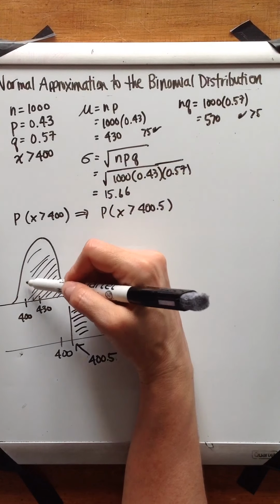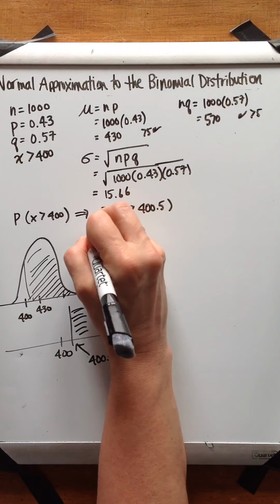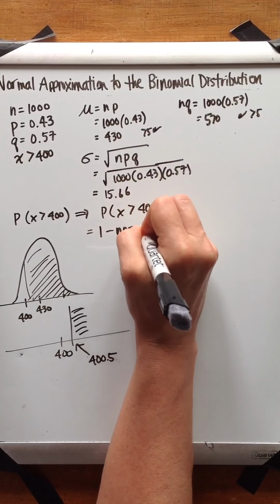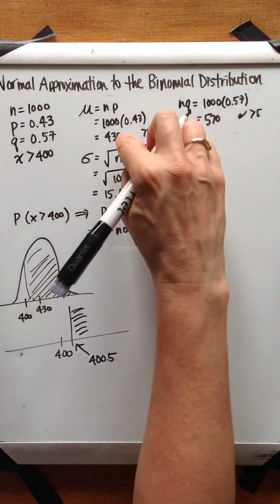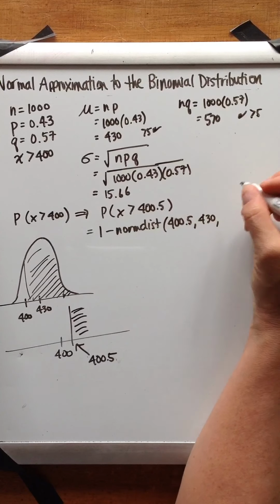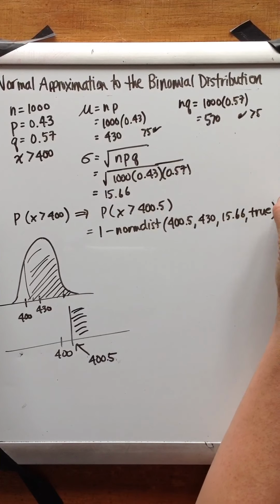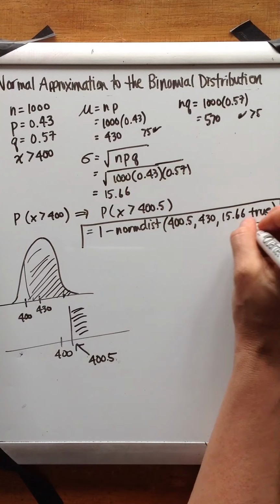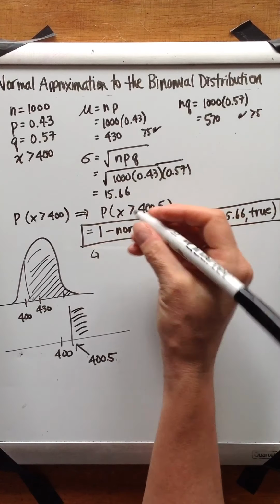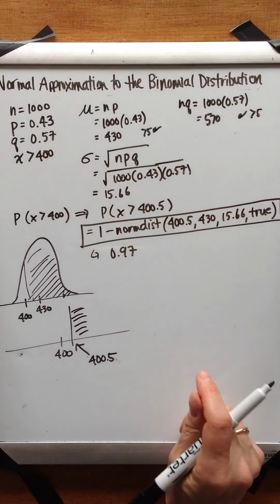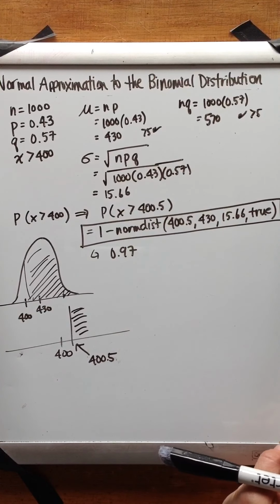Because it's a greater than area, we have to do 1 minus the little white area. So equals 1 minus NORM.DIST. Let's use 400.5. Our mean is 430. Our standard deviation is 15.66, and we end with the word true. That all goes into a cell in Google Sheets. And when you hit enter, you should end up with 0.97, which would be a 97% chance of getting more than 400 people saying they don't like NHL hockey.